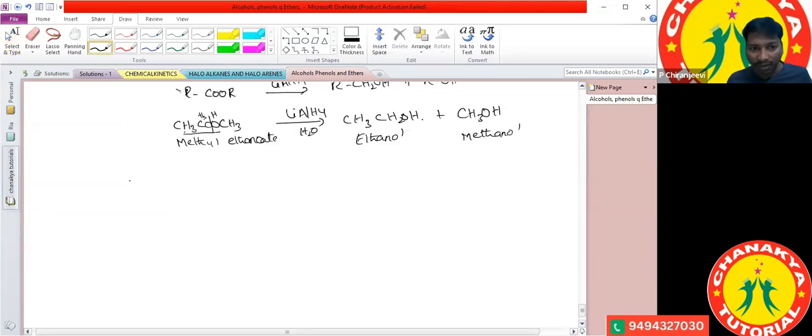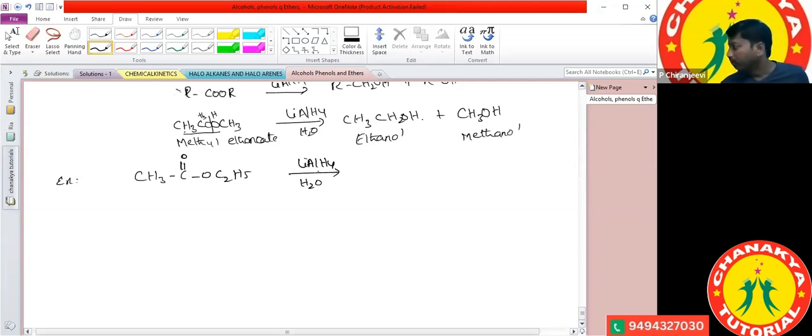To make you clear, I'm giving one more example: ethyl ethanoate, CH3COOC2H5. To make it clear, I'll write the ester structure clearly: C double bond O, bond O, C2H5. It is reduced with lithium aluminum hydride. Can any one of you guess the products that are going to be formed?